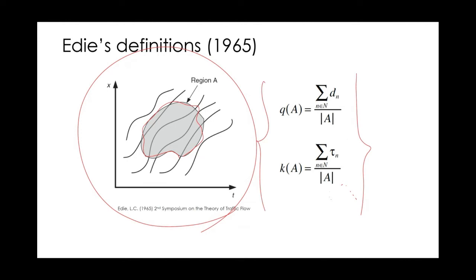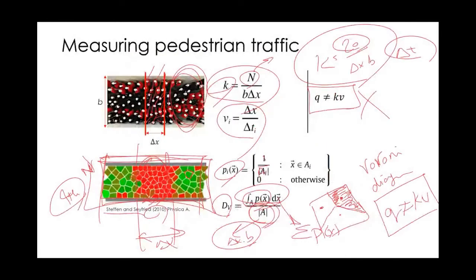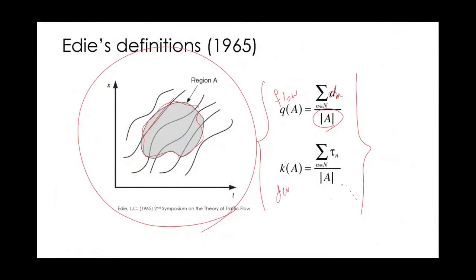These are known as Edie's definitions because they were originally proposed by a person called Edie in 1965. It says if I want to calculate flow within this gray area in the time and space diagram, flow is simply the summation of the distance traveled by all the trajectories within that area divided by the area of that region. And density is equal to the summation of all the travel times of trajectories within this region divided by the area of the gray region here.